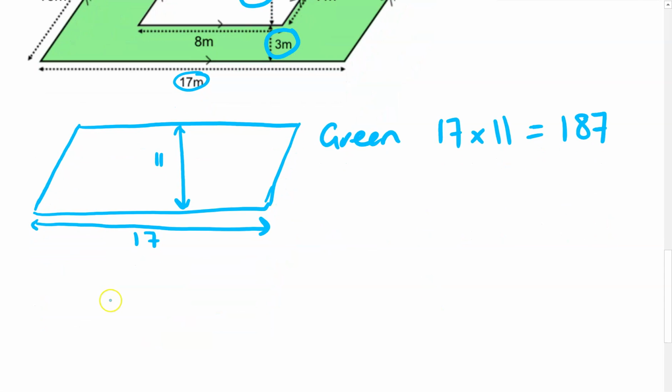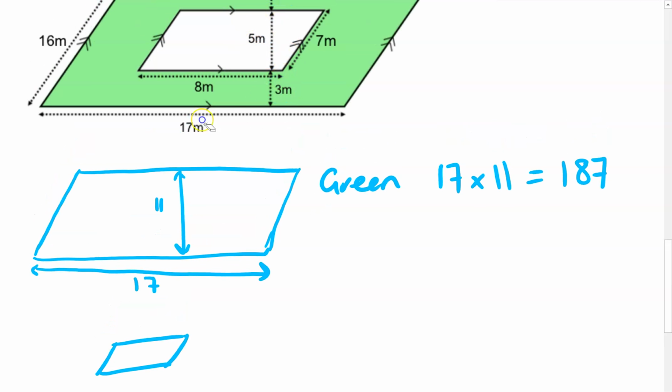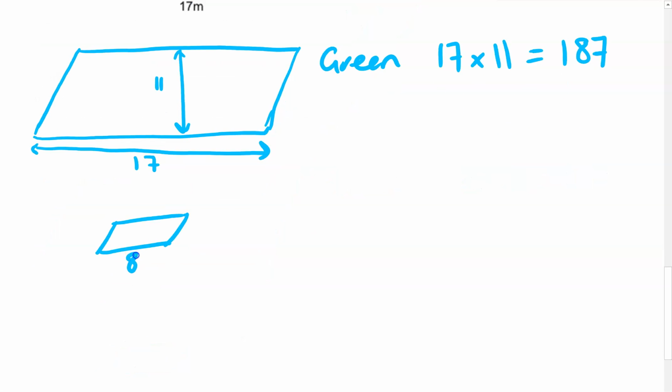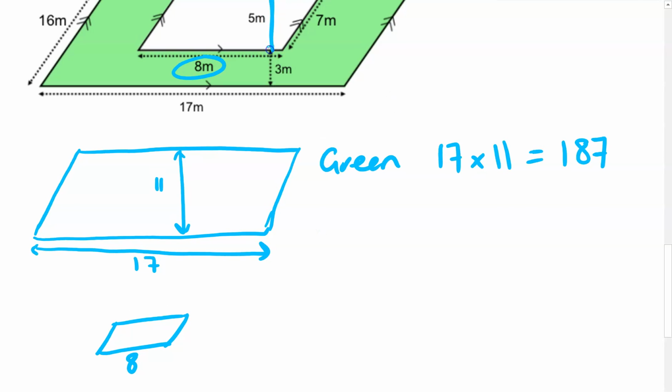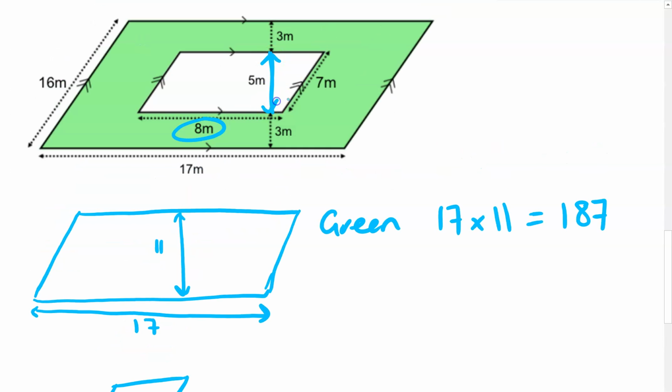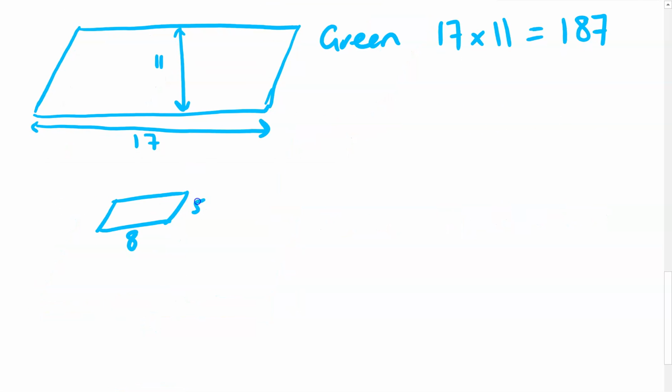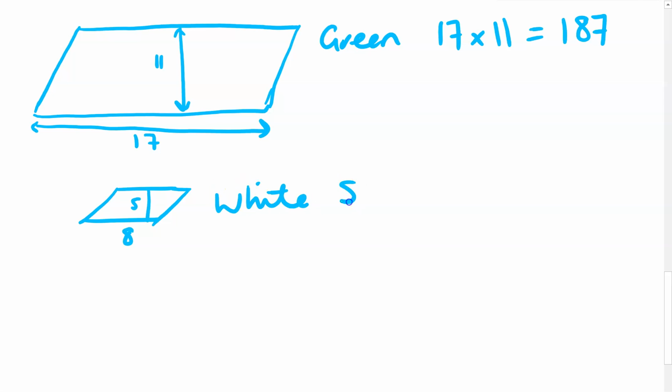Now if you look at the white one, the little one, how far across the bottom is it? That's 8. How much across it? It's 5. That's a terrible diagram. I don't like it. It's a little bit better. So it was 5 across here, 8 across there. So for the white, we are doing 5 times 8, which is 40.